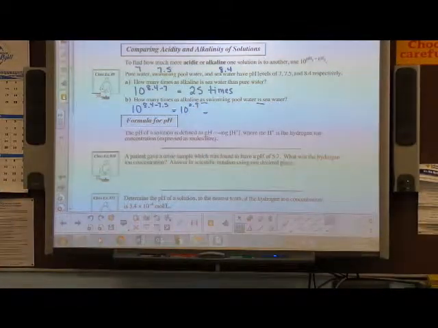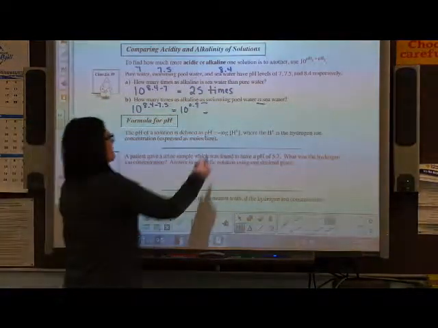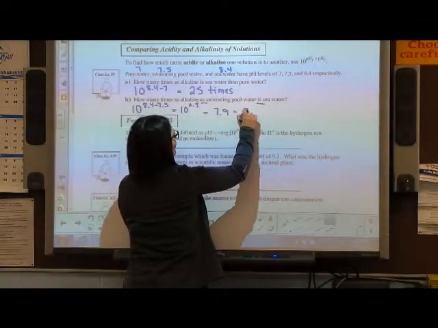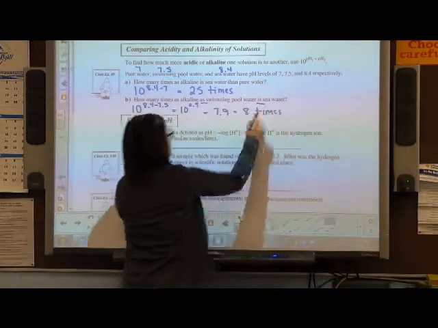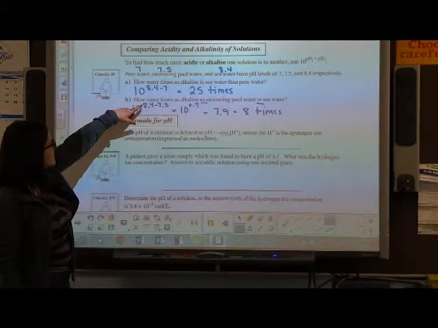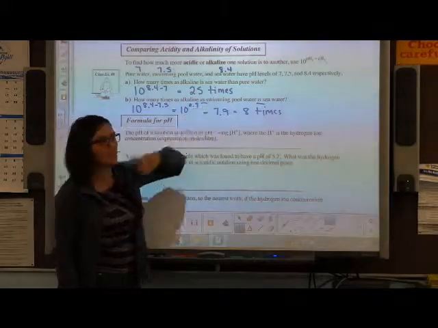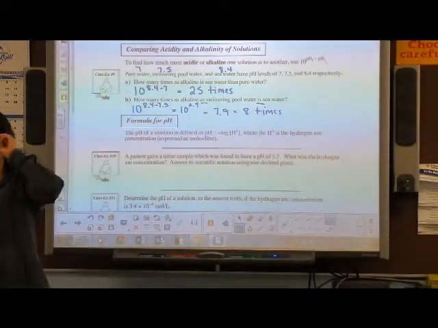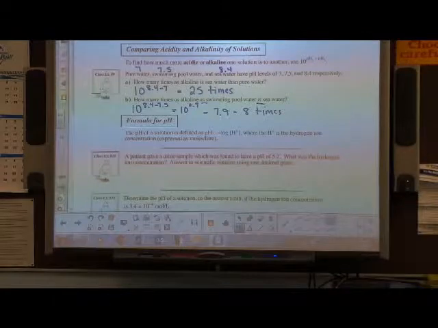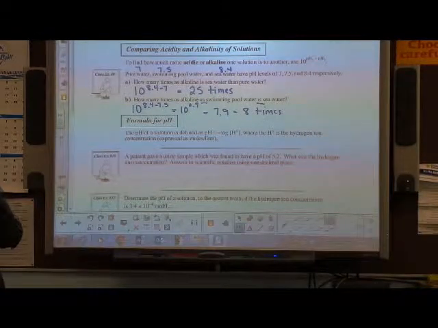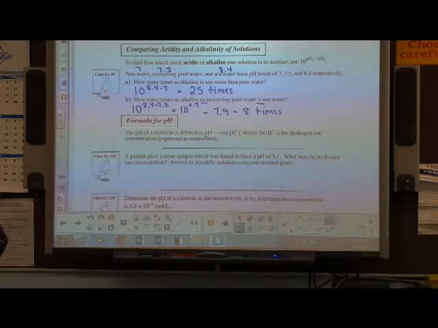So 10 to the power of 0.9 is 7.9. So it'd be 8 times. So if I put it in here, you can say that swimming pool water is 8 times more alkaline than seawater. No, wouldn't it be the other way around? No, swimming pool, or sorry, yes. Seawater is 8 times more alkaline than swimming pool water, sorry.